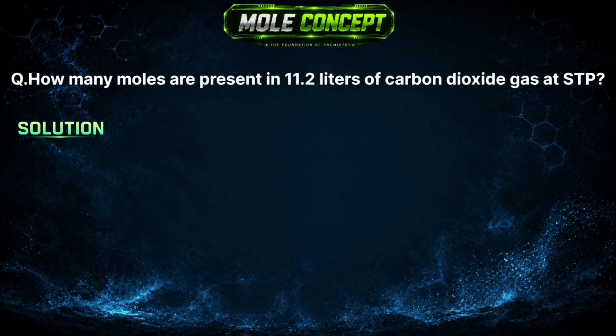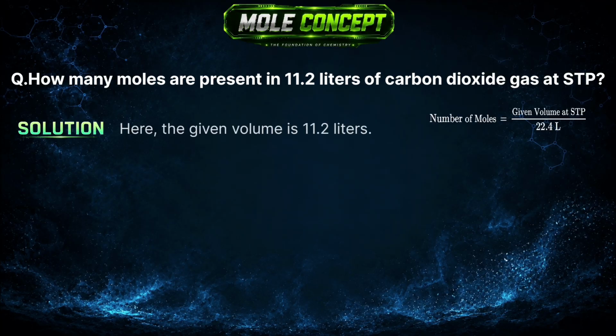How many moles are present in 11.2 liters of carbon dioxide gas at STP? In this question, we need to find the number of moles. Since the volume of a gas is given at STP, we use the same formula. Number of moles equals given volume at STP divided by 22.4 liters. Here, the given volume is 11.2 liters.